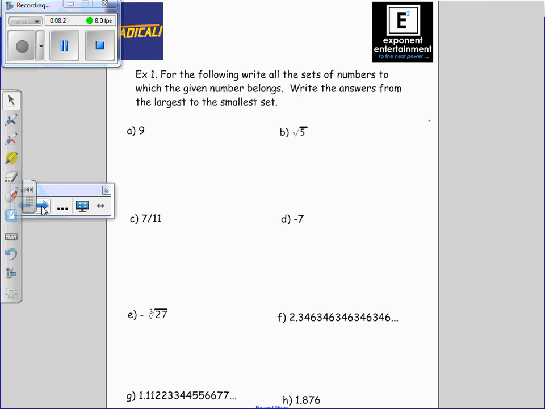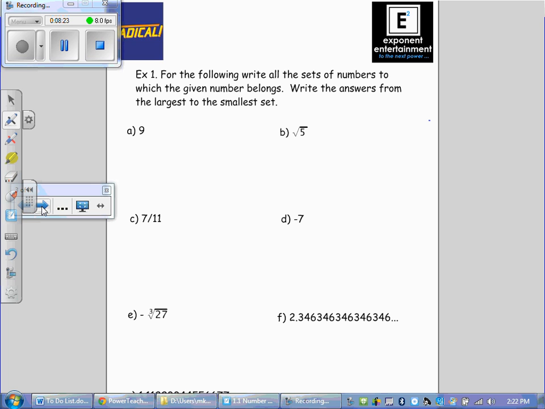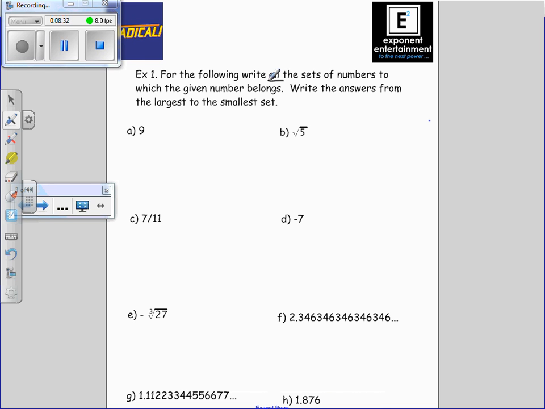Okay, let's do an example. For the following, write all the sets of numbers to which the given number belongs. Write the answer from the largest set to the smallest set. So we'll do number 9 together. What's the largest thing it belongs to? Real is the largest.